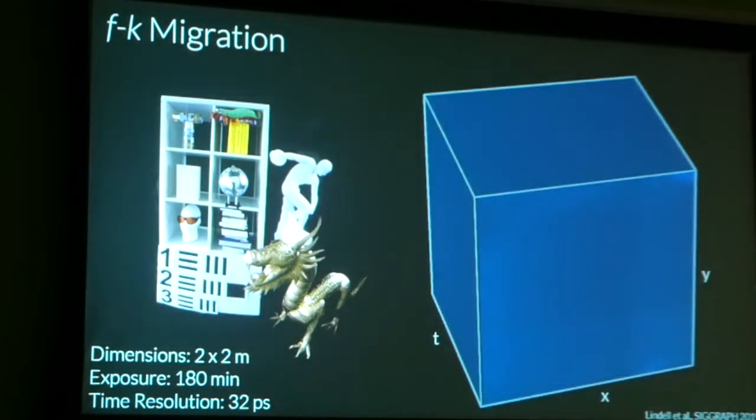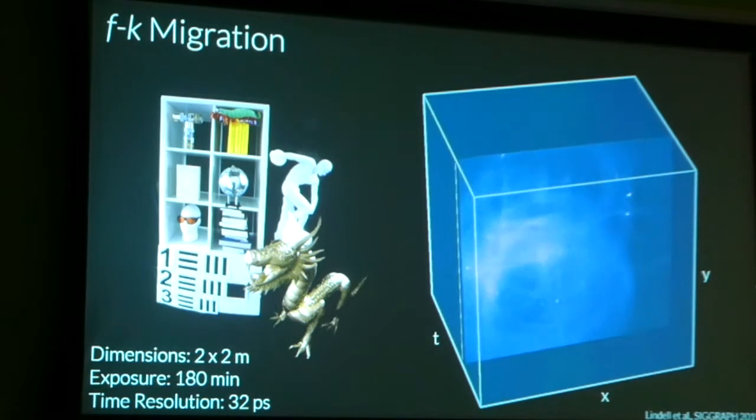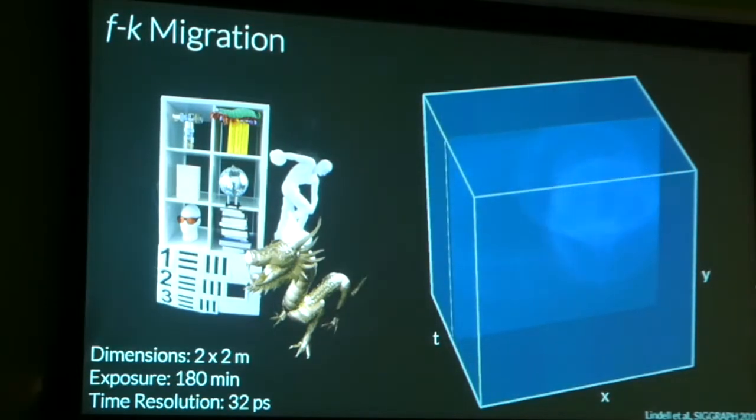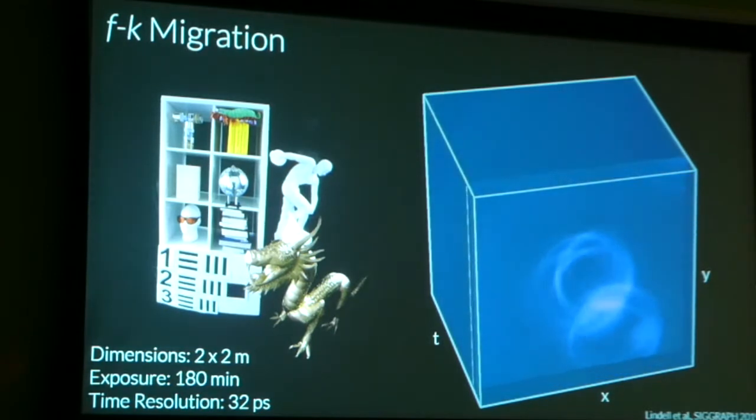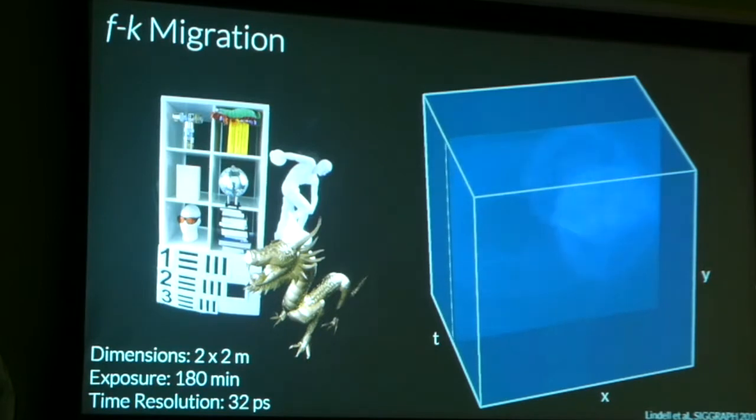And we can play these back over time. This is the transient image. We would actually see this is the light, again, reflecting from the hidden volume back to the wall. So first you see reflections from the dragon, then the disco ball and the bookcase, and then finally from the statue.